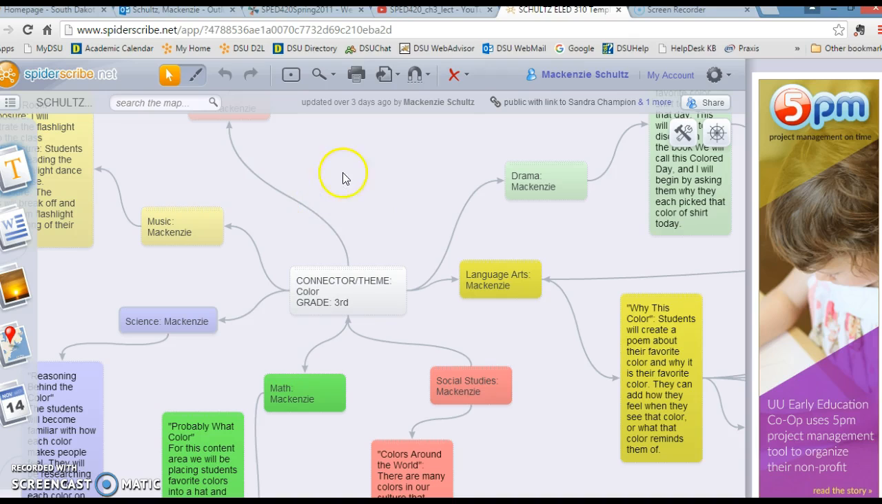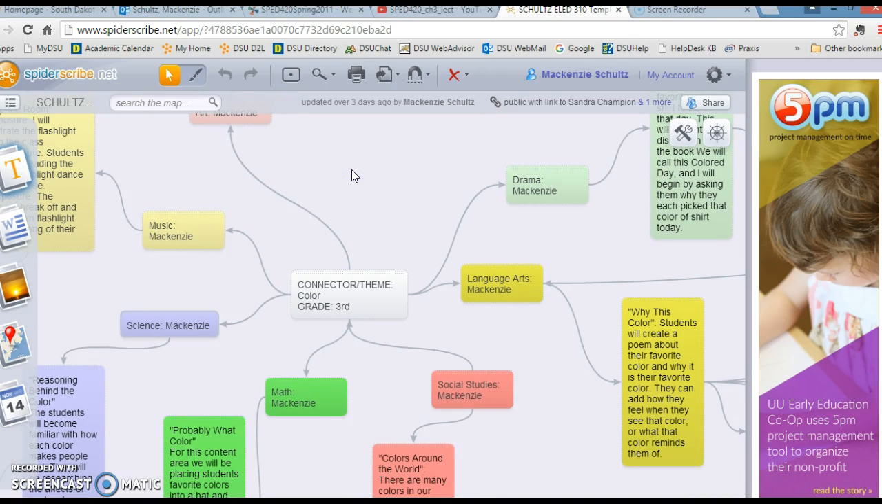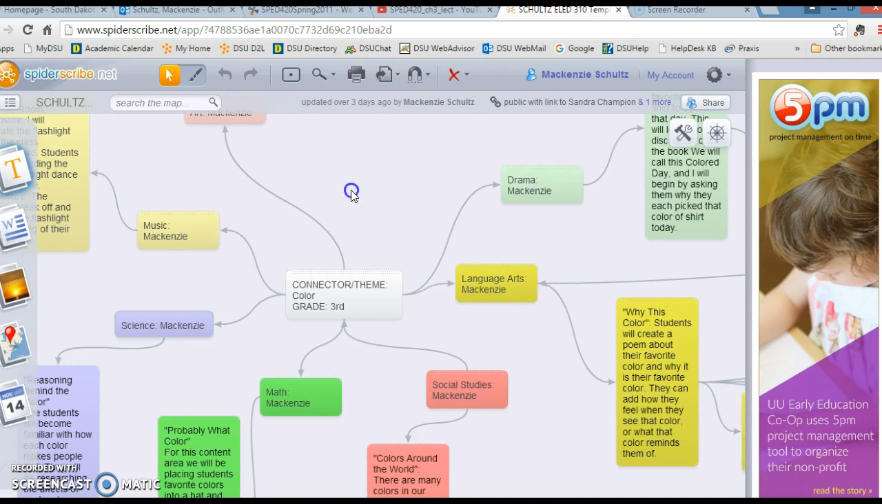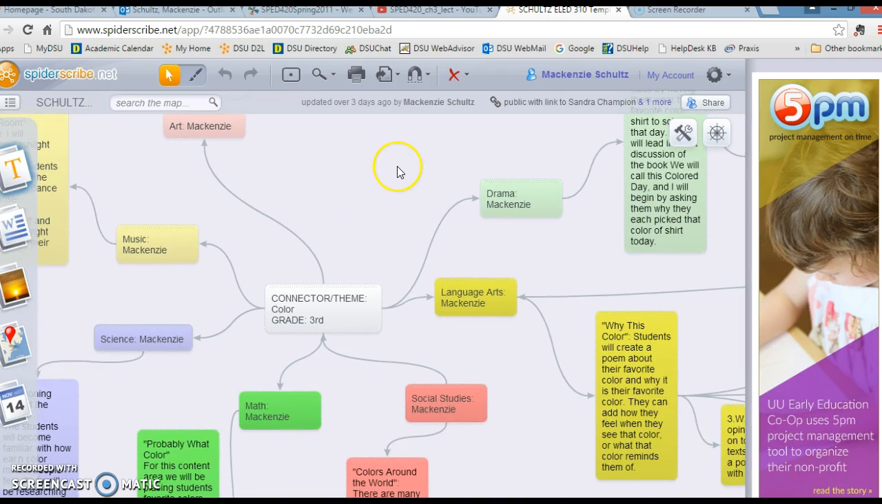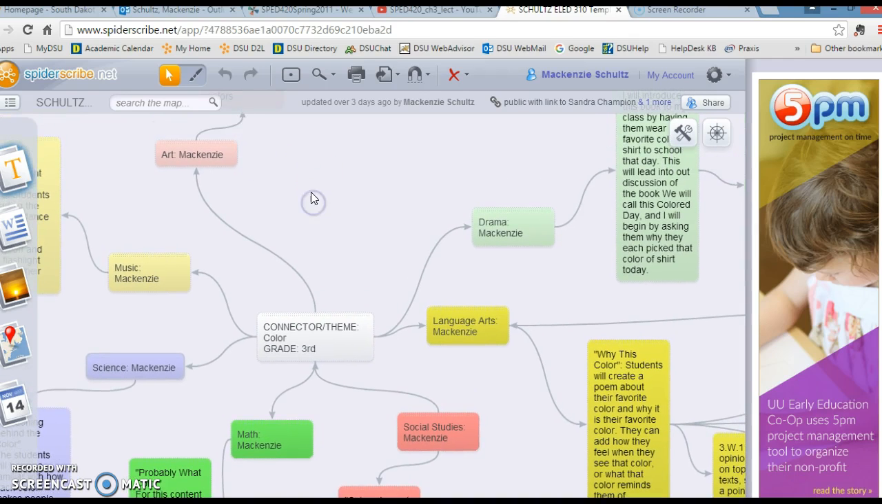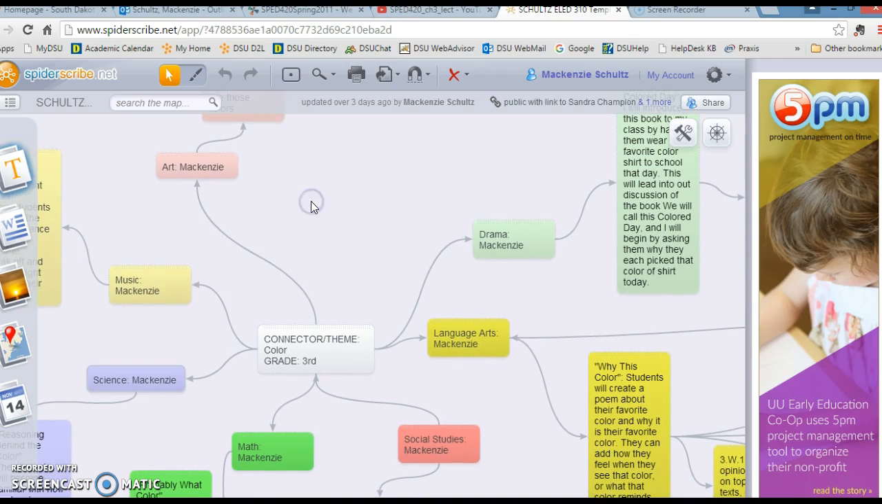So in the center of my SpiderScribe, I have the theme or the connector, and the theme I picked is color. I did it around grade 3, for third graders. Now we are broken into each section: drama, language arts, social studies, math, science, music, and then art. They were all done by me. Here we are going to take a little dive into my SpiderScribe, my thematic color unit.